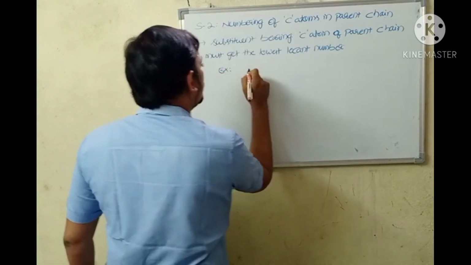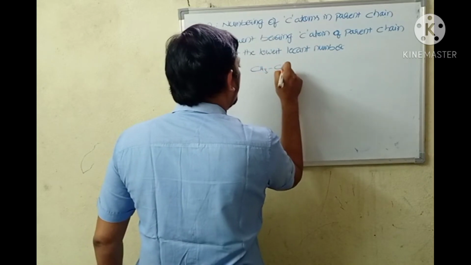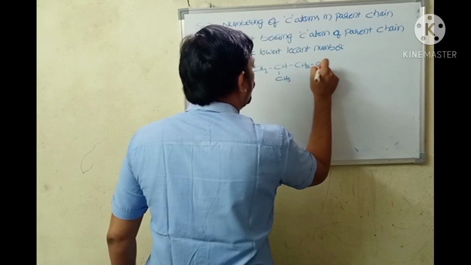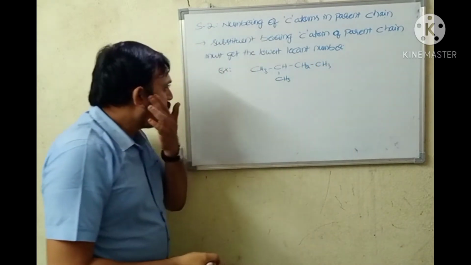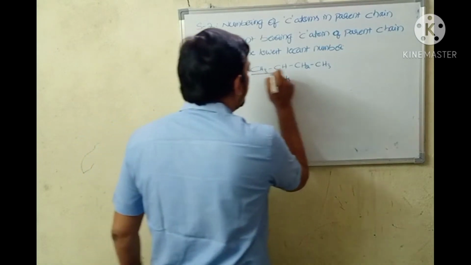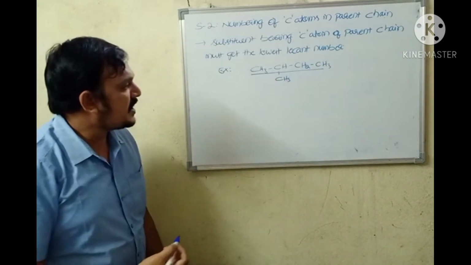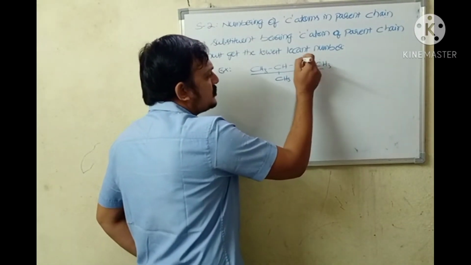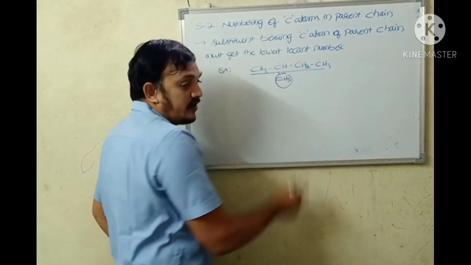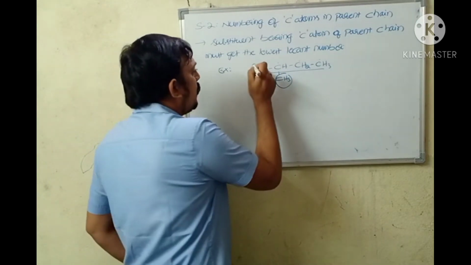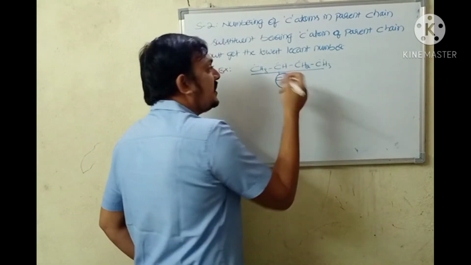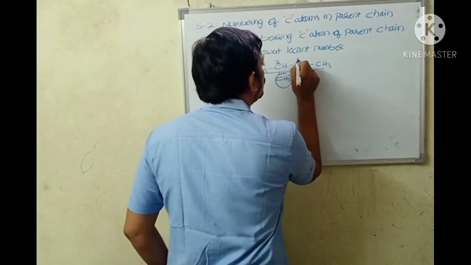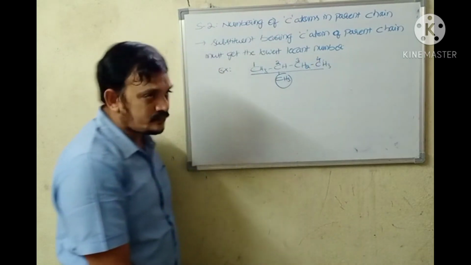If you see an example for that, CH3, CH, CH3, CH2, CH3, the 4 carbon chain will be the parent chain, this one. Numbering can be done either from left to right or from right to left, but by numbering from right to left, 1, 2, 3, the locant number will be 3. If it is from left to right, 1, 2, 3, 4, the locant number will be 2. So the correct mode of numbering is from left to right, 1, 2, 3, 4.